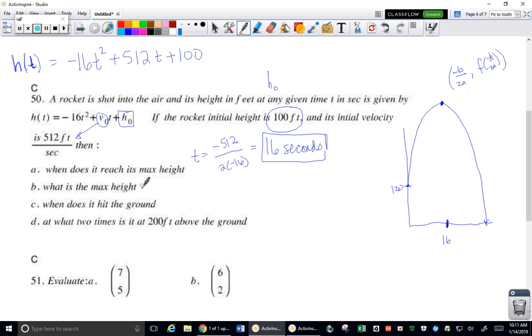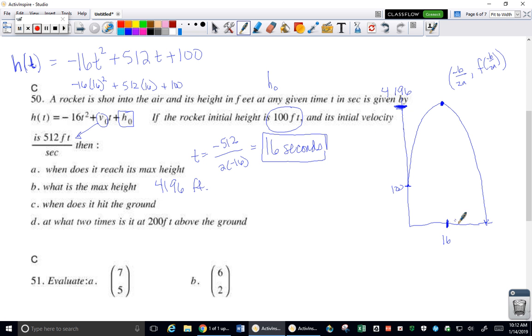What is the maximum height? So we simply need to plug 16 into each of these t values and see what the answer is. So negative 16 times 16 squared plus 512 times 16 plus 100 is 4,196 feet. So that's the y value here, 4,196. That's the y value for this 16.